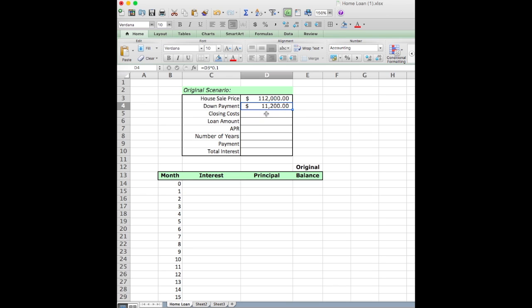Now next is the closing costs, and I'm going to let you calculate those on your own, but for this example I'm just going to say that it's $3,000. Again, I'm going to format that as currency.